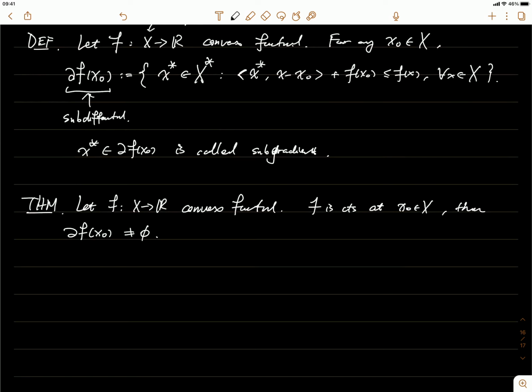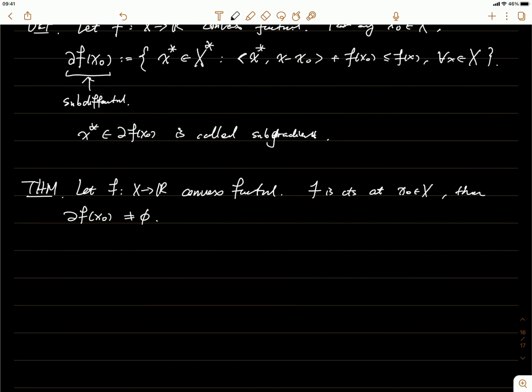Okay, if the function f is a convex functional and is continuous at x0. Okay, so let's see how we prove this. To prove this, let's consider the epigraph of f and the point x0, f of x0. On the one hand, because f is convex, the epigraph is a convex set, in C times R. And also this convex set has an interior point. The reason is because this function f is continuous at x0.